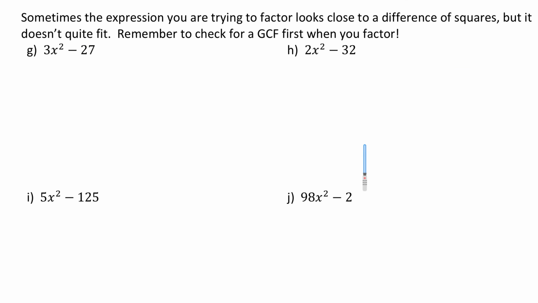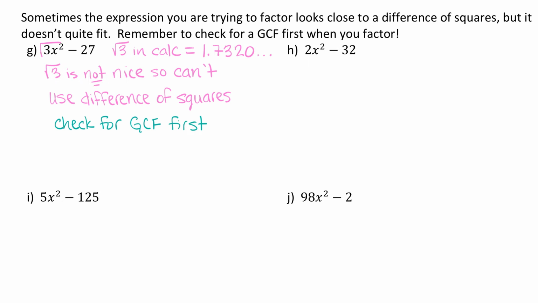Notice how all of these examples look close to being difference of squares, right? They have two terms. They're all being subtracted, but turns out that when you try to take the square root, right, the square root of 3 is not nice. So that means we can't just go straight into the difference of squares. We have to do something first. Remember that the very first step of factoring is you have to check for a GCF first.